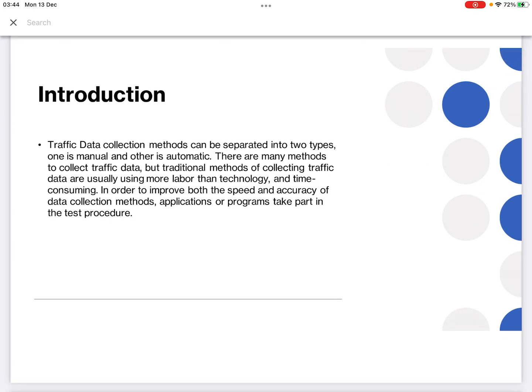My introduction, traffic data collection. There are two methods for it. One is manual and the other is automatic. There are many methods to collect the data, which there are 13 methods. Traditionally, there are 13 methods to collect many types of specific data for traffic collection.